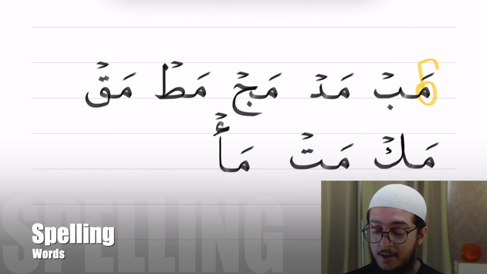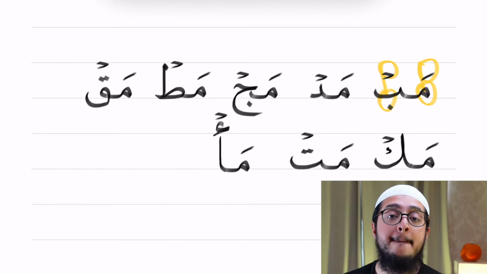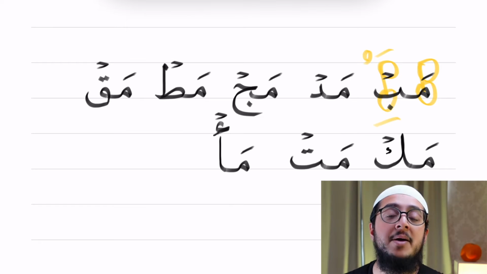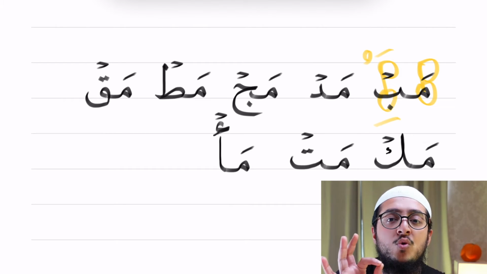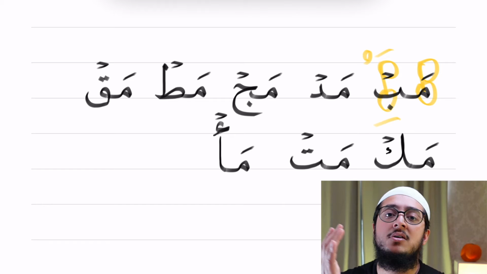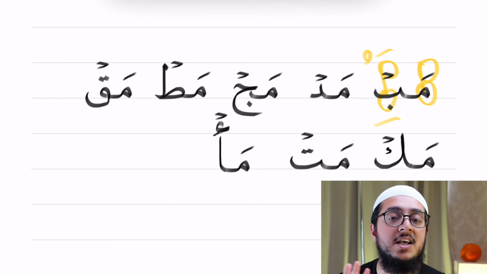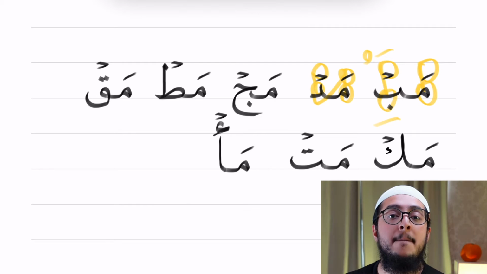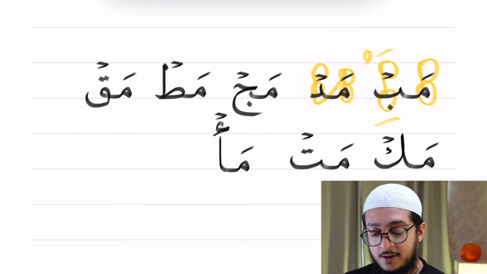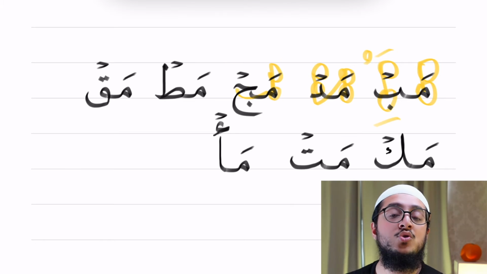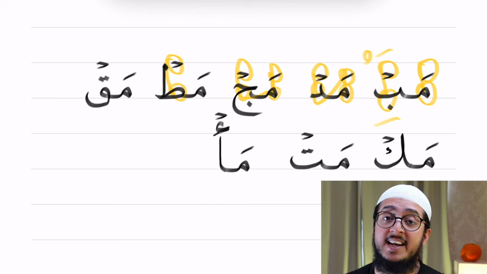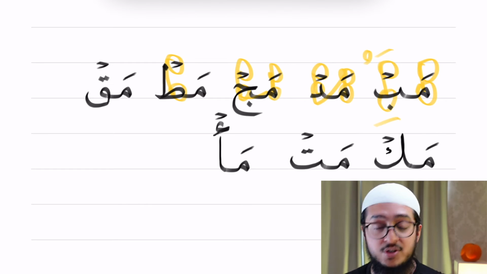Mim, fatha, ba, sukoon, maba. Notice, I'm not saying ba, I'm not saying bi, I'm not saying bu, I'm just saying maba. So when the letter is silent, it's not u, it's just a sound. Next one. Mim, fatha, dal, sukoon, mada. Mim, fatha, jeen, sukoon, maja. Notice, if I try to pronounce this silent letter on its own, I can't. So that's why I'm starting with mim.